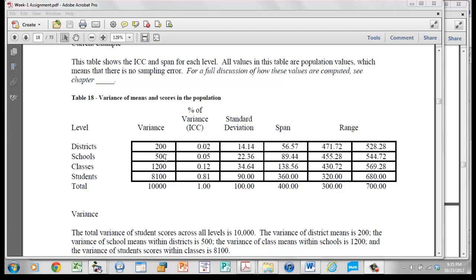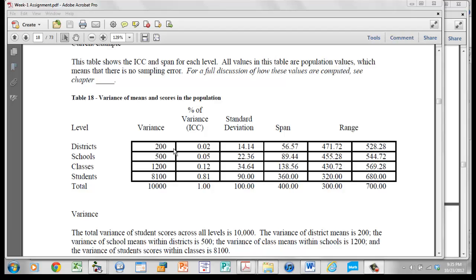And the way that we standardize this is, instead of simply taking each of these numbers as a raw value, 200, 500, and so on, we divide that number by the total variance to get a proportion. So if the total variance in this case is 10,000 and the variance of districts is 200, well, 200 over 10,000 is 2%. So 2% of the variance is attributed to districts, 5%, which is 500 over 10,000, is attributed to schools, 12% is attributed to classes, and 81% is attributed to students.